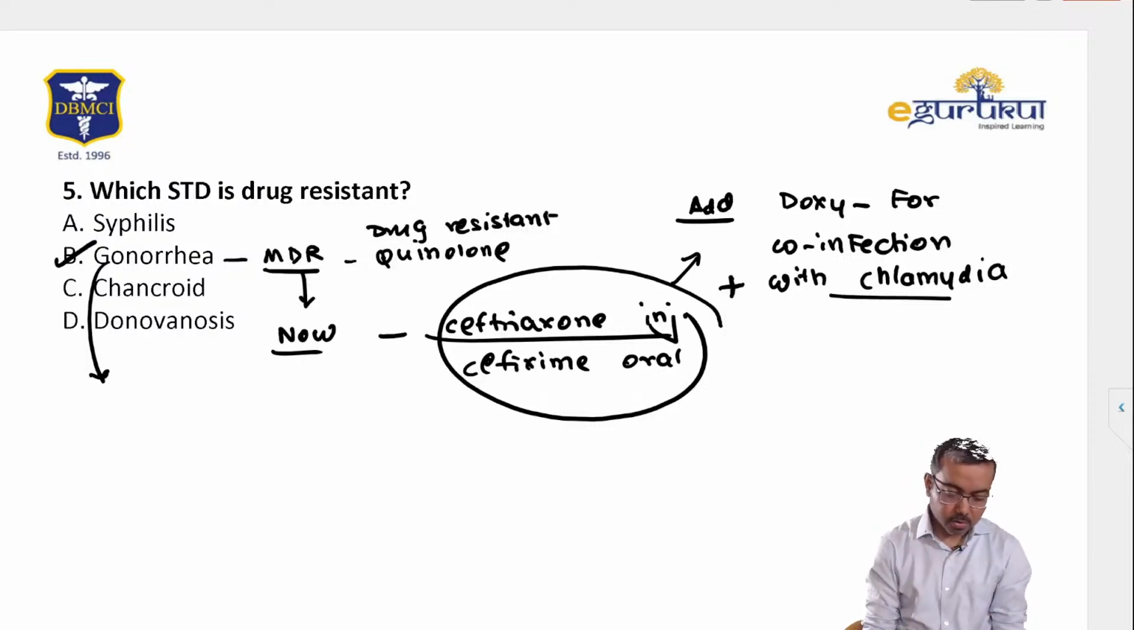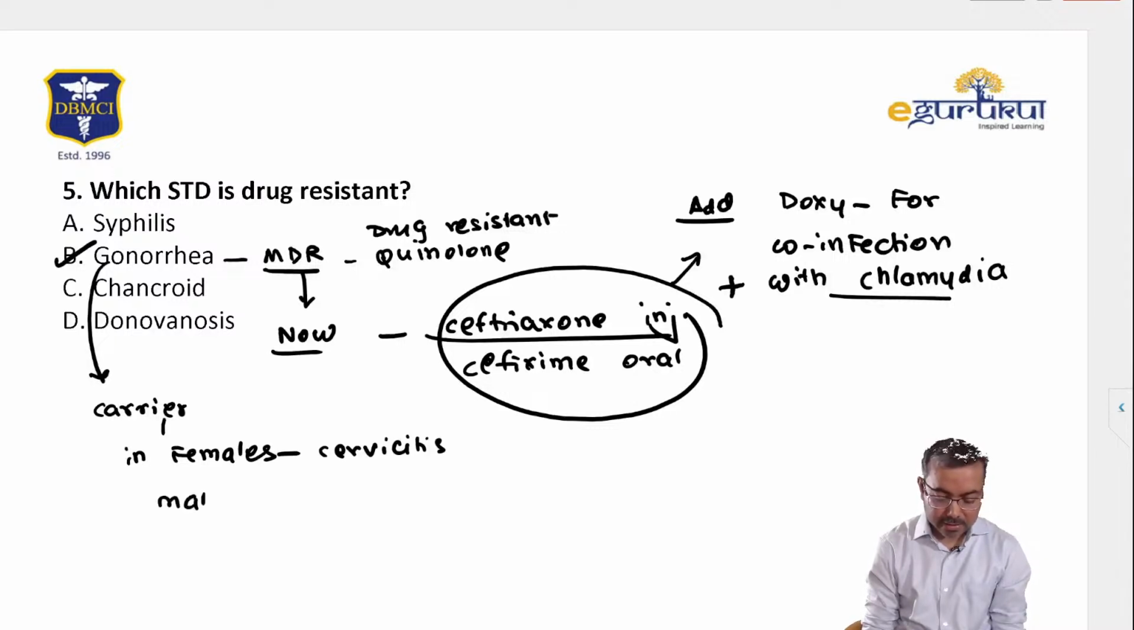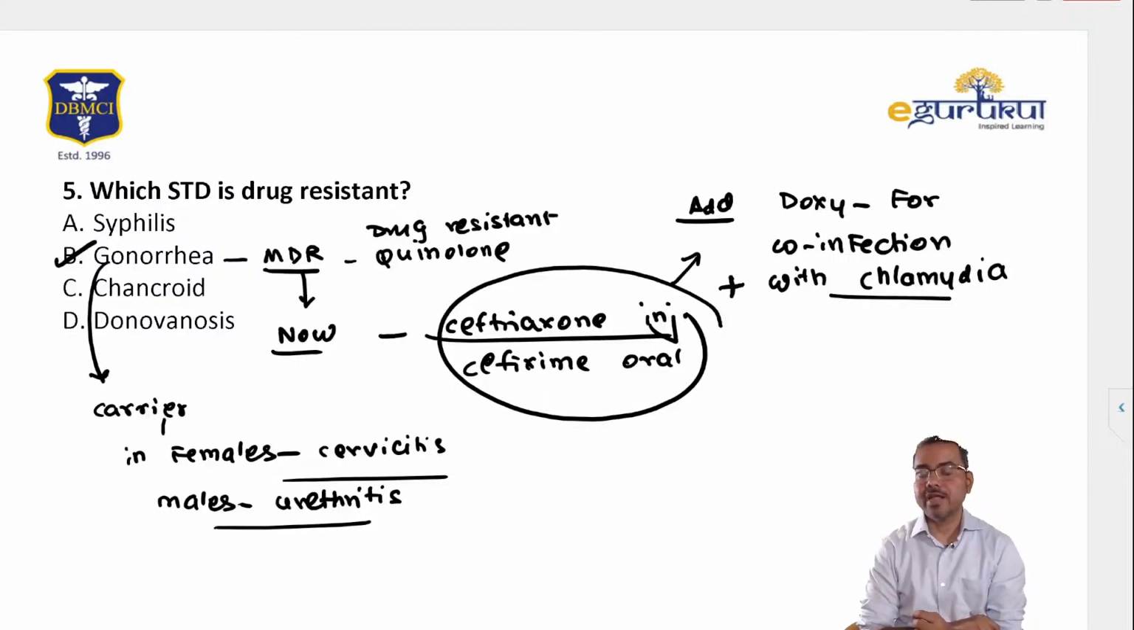Now, gonococcus causes a carrier state in females. In females, it causes a lot of cervicitis. In males, it creates urethritis. In females, it is going to create cervicitis.